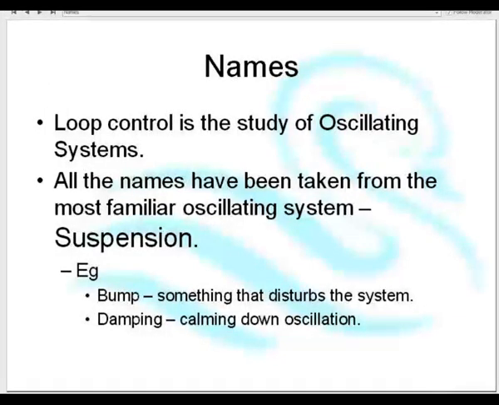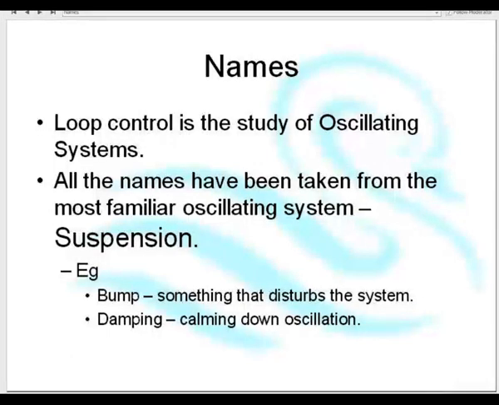When it comes to the naming of names and the sort of terms we use, it's all based on the study of oscillating systems. Probably the most familiar oscillating system to you is the suspension on your car. The suspension on your car, if you bounce it, it bounces a couple of times and stops bouncing. If you ever wonder what any of the terms we are using mean, just think, what would this mean if it was to do with my car suspension?